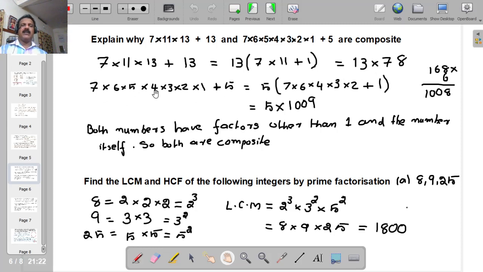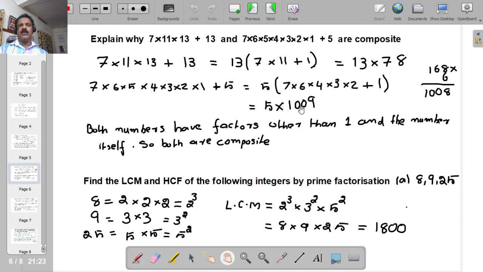Similar is the case with the second number also. Consider this second number. This is the first term and this is the second term. From the first two terms we can take 5 outside. So we will be getting 5 times (7 times 6 times 4 times 3 times 2 plus 1), and this expression gets simplified to 1009.